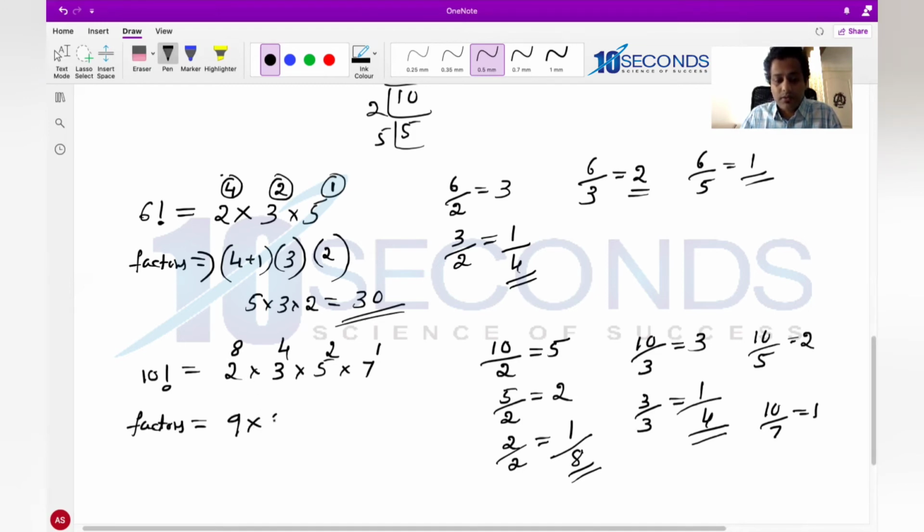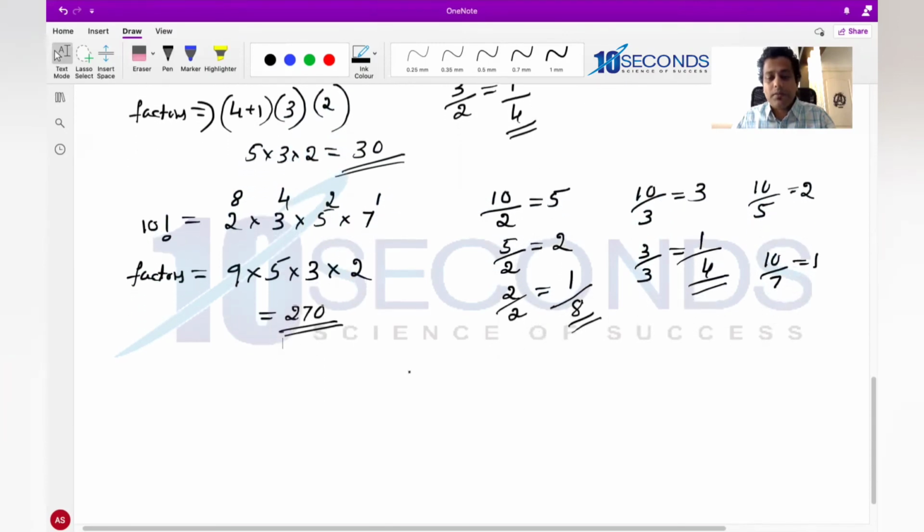9 into 5 into 3 into 2. Why 9? 8 plus 1, 4 plus 1, 2 plus 1, 1 plus 1. Right? So it is 9 into 5 into 3 into 2, which equals 270 different numbers. 10 factorial is divisible by 270 different numbers. This is how we have to find how many 2 multiples are there, how many 3, how many 5 multiples, how many 7 multiples.